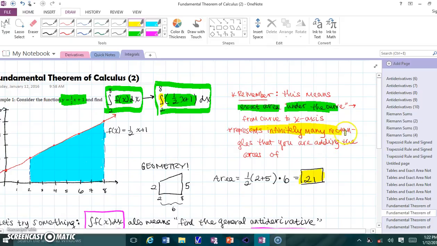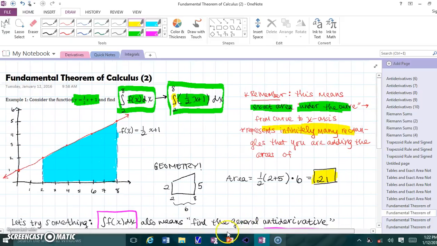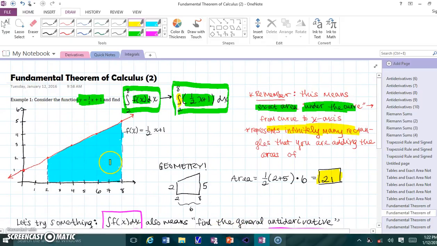And right here, sorry, I cut off a tiny bit right there. All right, so I want this shaded region. Notice my lower limit of integration is 2, my upper limit of integration is 8, and I want this blue region here. So let's go ahead and do geometry because geometry can save us here. I'm redrawing the shape. One of my bases is 2, one of my bases is 5. Remember, the bases are going up, they're parallel.